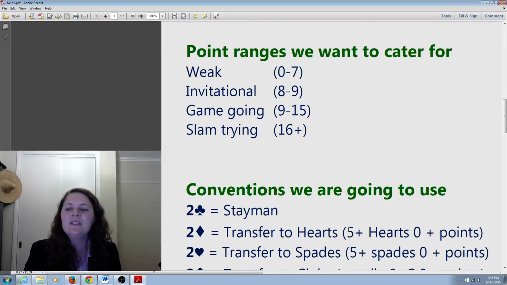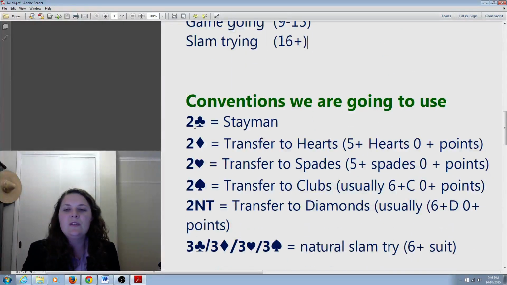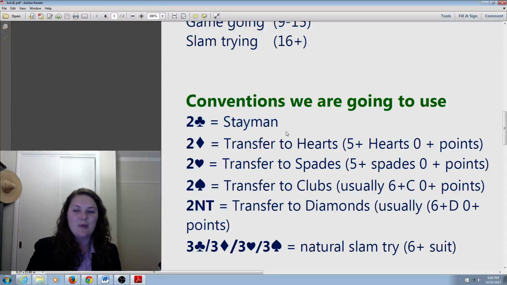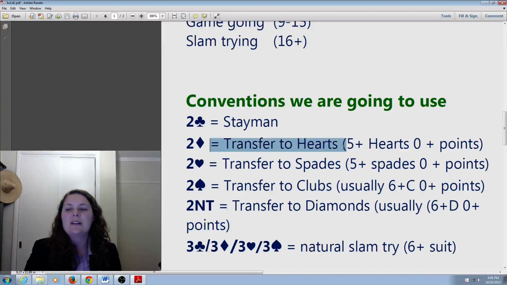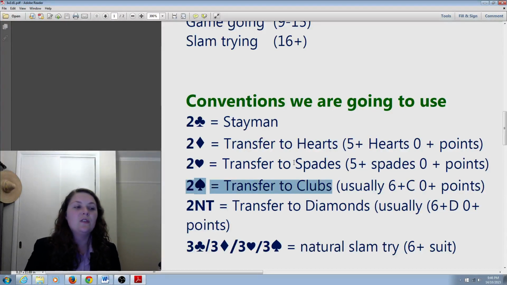Now the conventions that we're going to use: 2 clubs is Simple Stayman. 2 diamonds will be a transfer to hearts. 2 hearts, a transfer to spades. 2 spades is a transfer to the club suit. Now, if you haven't played transfers to the minors before, it works exactly the same as a transfer to the major suit. When the responder bids 2 spades, it's their way of saying partner, I have 6 or more clubs and 0 or more points.